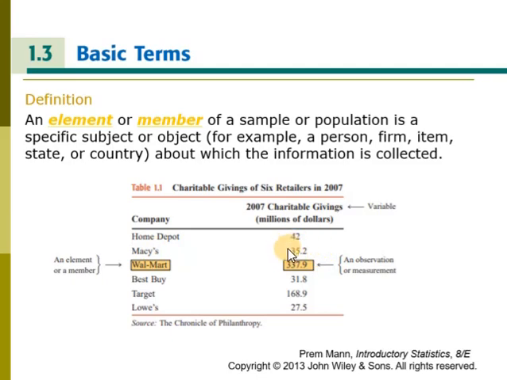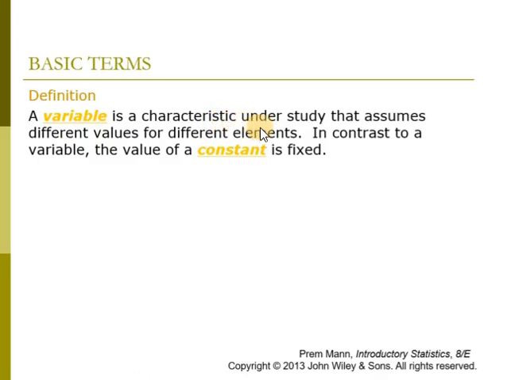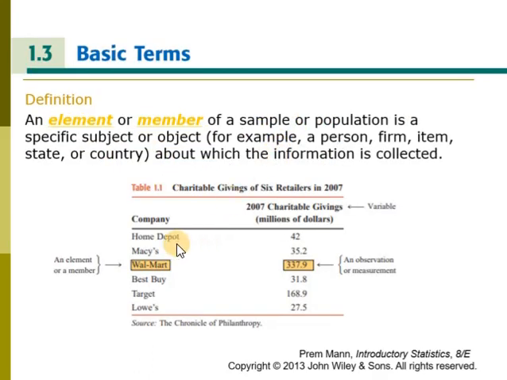So this data is also known as observation, while the 2007 charitable givings here represent a variable. The variable is the characteristic of companies that we are investigating or studying. A variable is a characteristic under study that assumes different values for different elements. As you can see here, every company has a different value or different element in one variable. We have only one variable here, which is the 2007 charitable givings in million dollars.